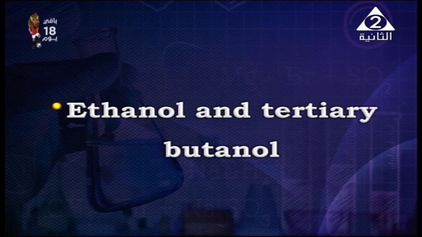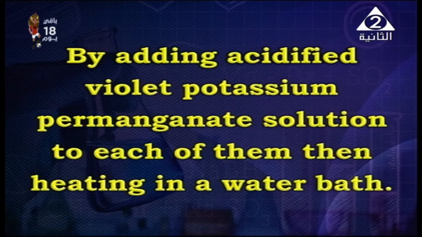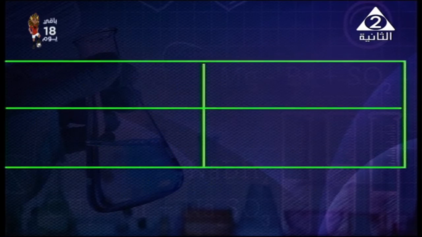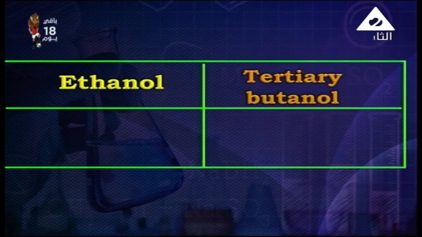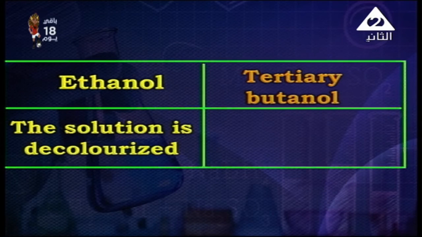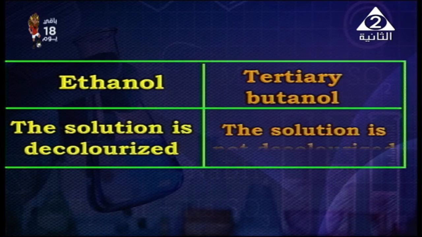Ethanol and tertiary butanol. By adding acidified potassium permanganate solution to each of them, then heating in water bath. Here with ethanol, the solution is decolorized, while the solution is not decolorized in case of tertiary butanol.